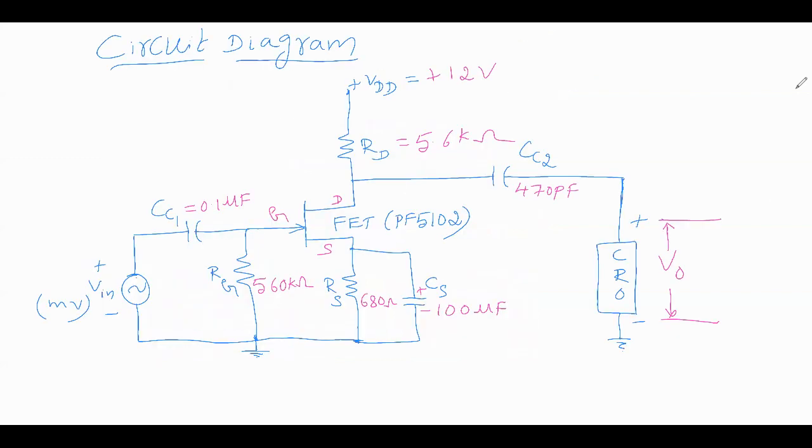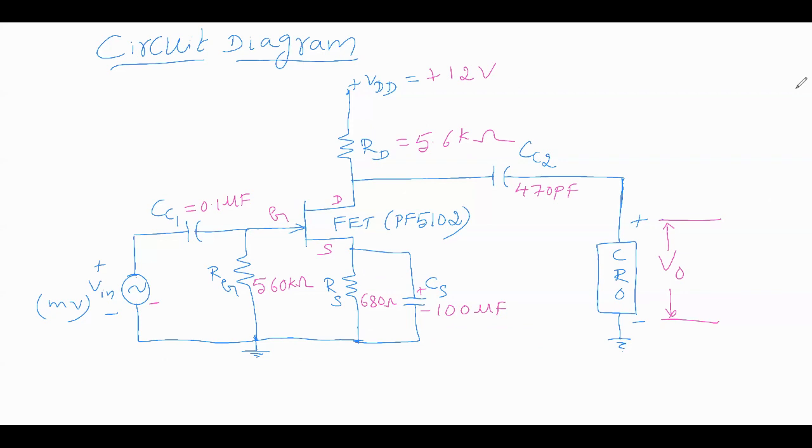This is the circuit diagram which we have to wire to obtain the frequency response. You can see here 5.6 kilo ohm and 680 ohm are the design values, and CS is an electrolytic capacitor, the source capacitance, of 100 microfarad. The FET we have used is PF5102, and the coupling capacitor C1 is 0.1 microfarad. The main purpose of the 0.1 microfarad coupling capacitor is to block the DC component. Whatever DC component is there in the source is blocked by this capacitor, and it allows only the AC signal to the FET.